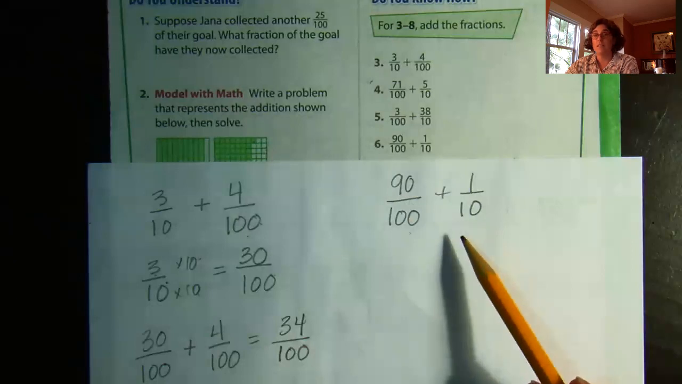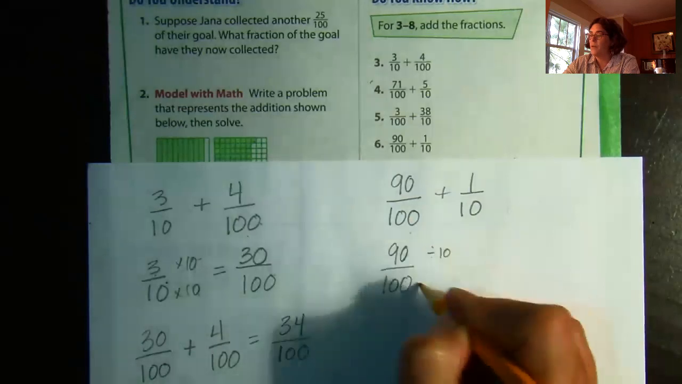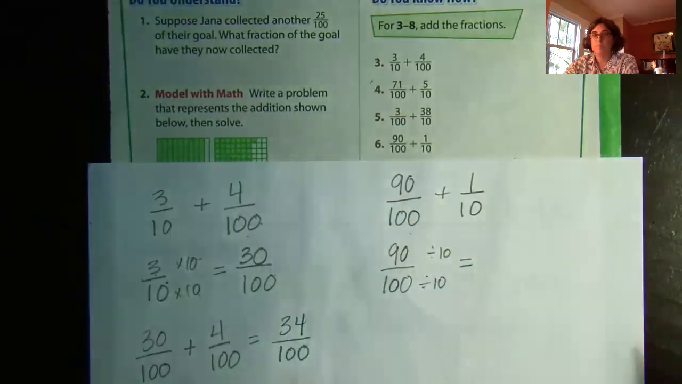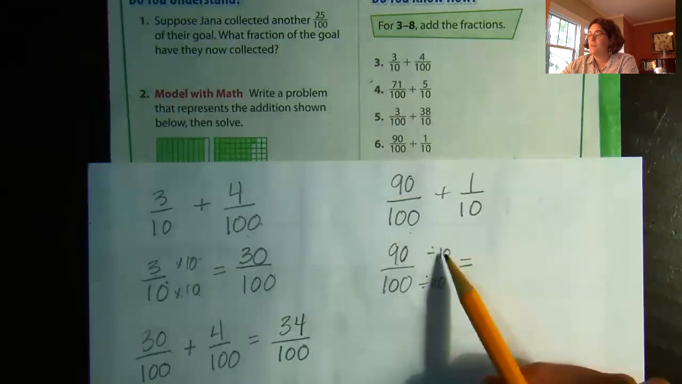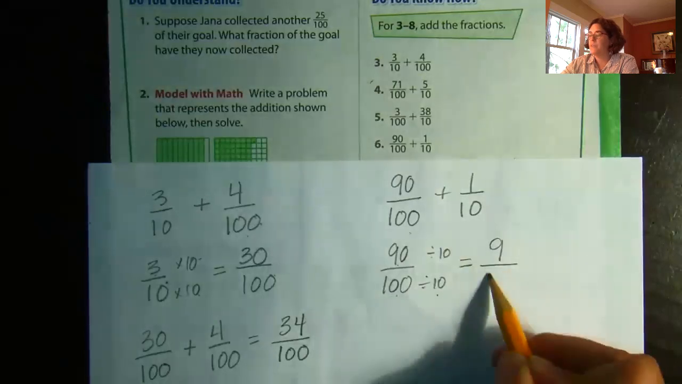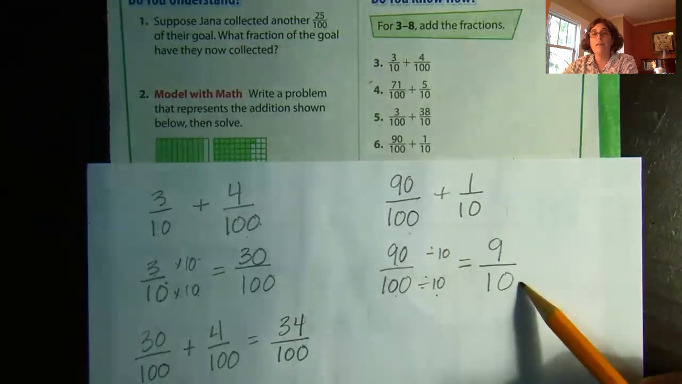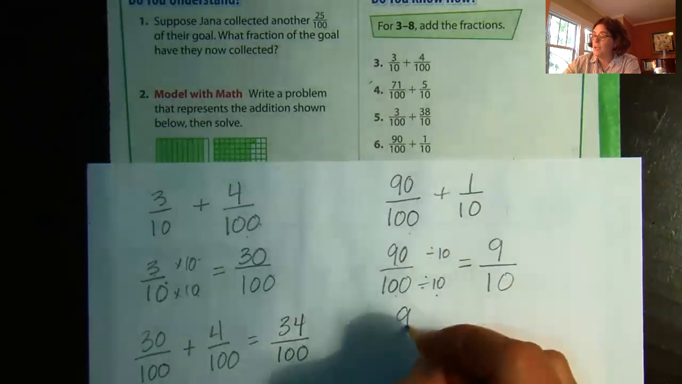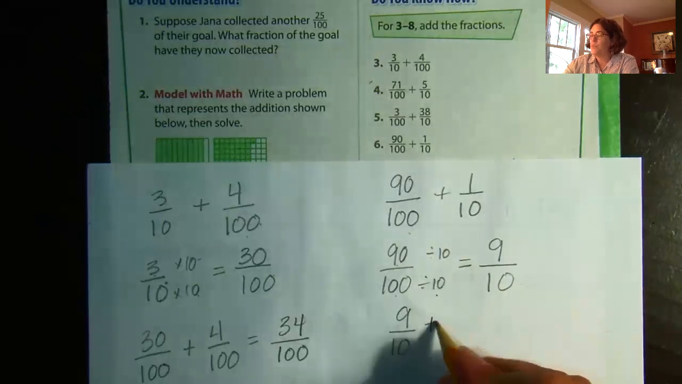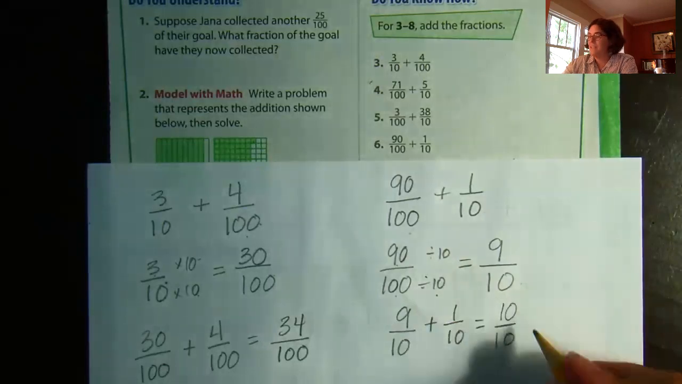So let's practice that. I'm going to divide 90 hundredths by 10. 90 divided by 10 gives me 9. 100 divided by 10 gives me 10. Now I have common denominators, so I can add these fractions. 9 tenths plus 1 tenth gives me 10 tenths. And we all know that 10 tenths equals the whole number 1.